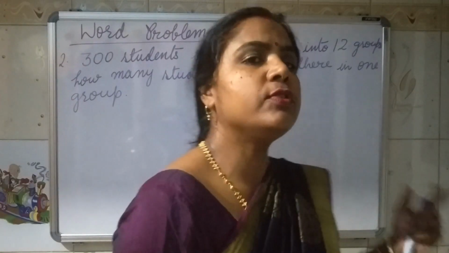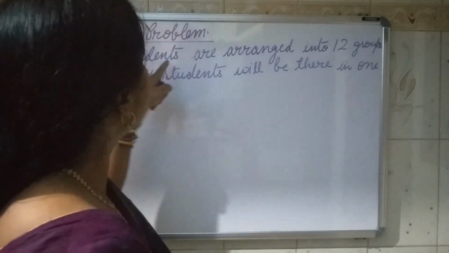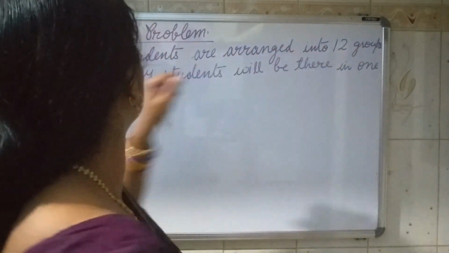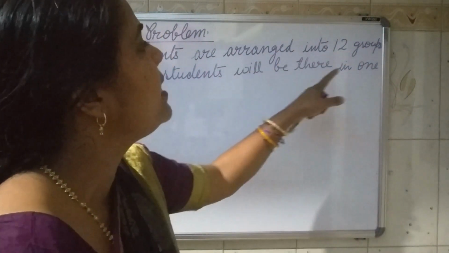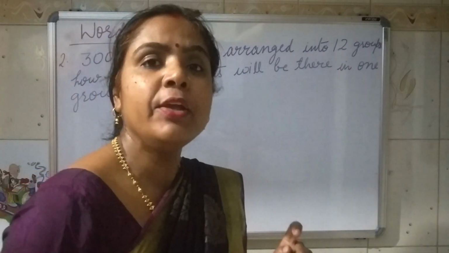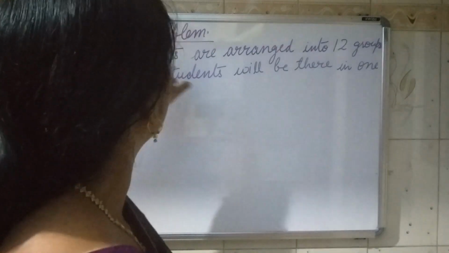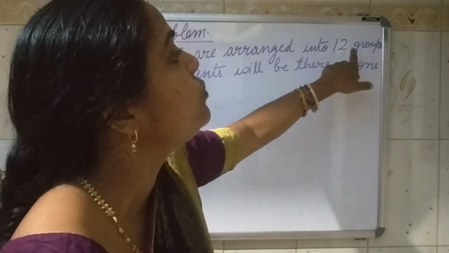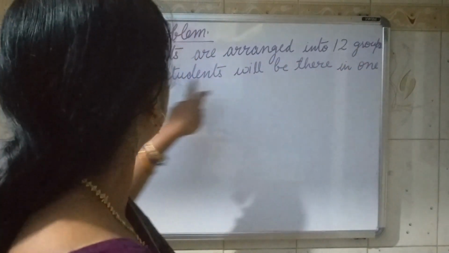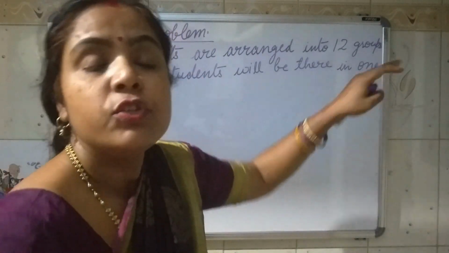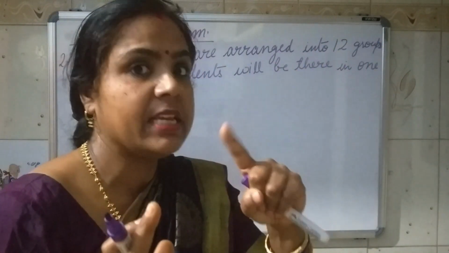Okay, now switching to the second question. 300 students are arranged into 12 groups. How many students will be there in one group? Are you able to do it on your own? Shall I explain to you? Okay, fine. Many is given: 300 students are arranged into 12 groups. And they are asking for the 1. So many is given, 1 is asked, so we have to divide.